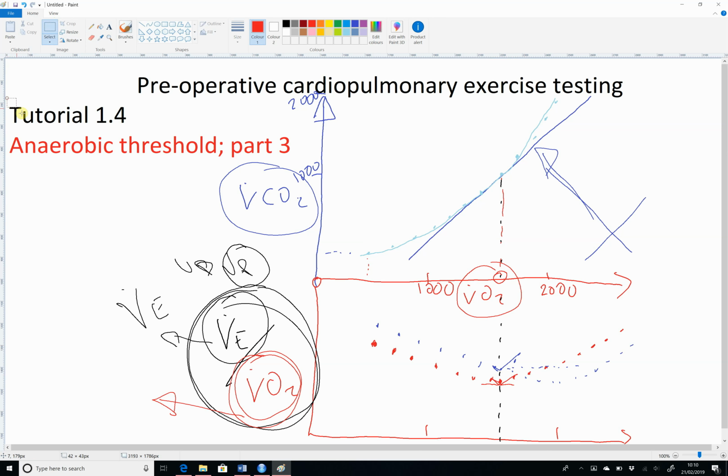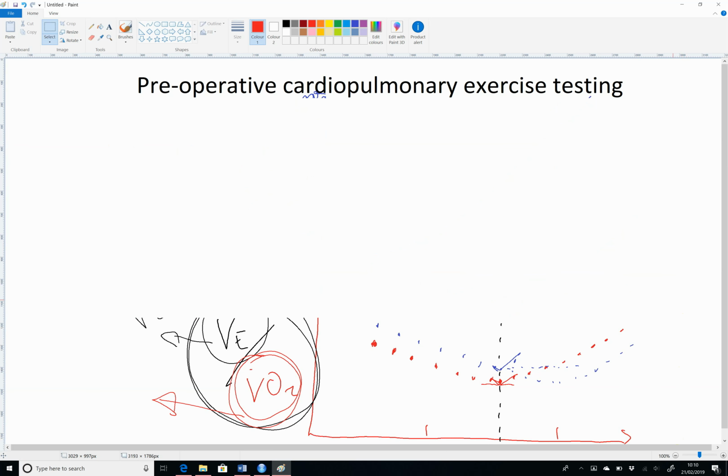So let's get rid of those for the time being and look at just one other graph that you can also use. So you see I've left the ventilatory equivalent graph there. So the point where gas exchange is most efficient for oxygen, where the ventilatory equivalent is lowest, is down here.